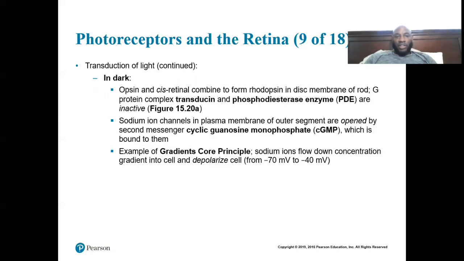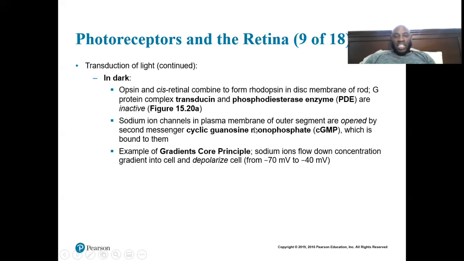So in the dark, let's explain this. Let's go through this. Opsin and cis-retinol combine to form rhodopsin in the disc membrane of the rod. The G protein complex, transducin, and the phosphodiesterase enzyme are inactive, right? So all this is inactive.